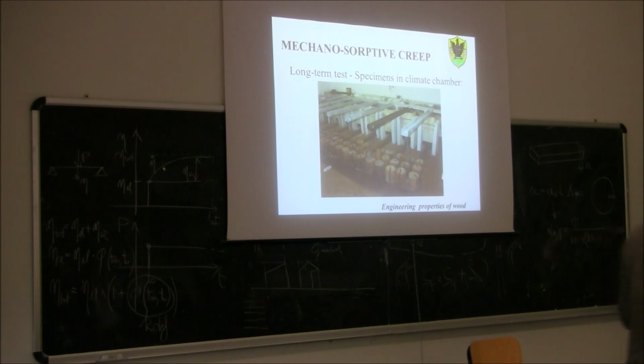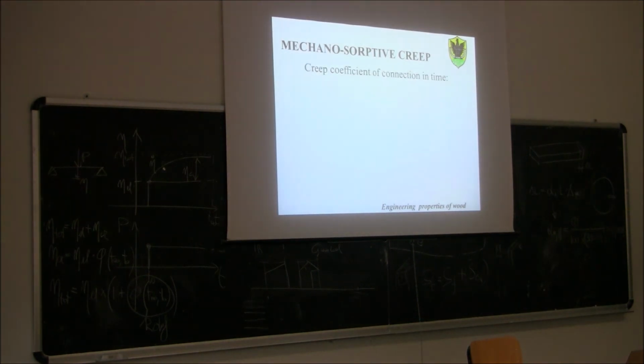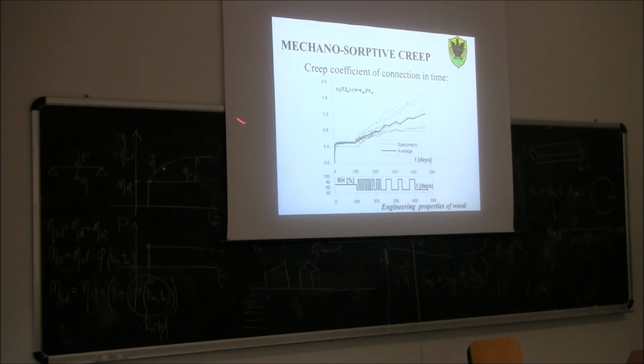A climate chamber is a place where you can basically control the environmental conditions. You can control the relative humidity, you can control the temperature. So we kept the temperature constant at 20 degrees, and we changed the relative humidity. The results: this would be what we called before the creep coefficient. So this would be the phi.